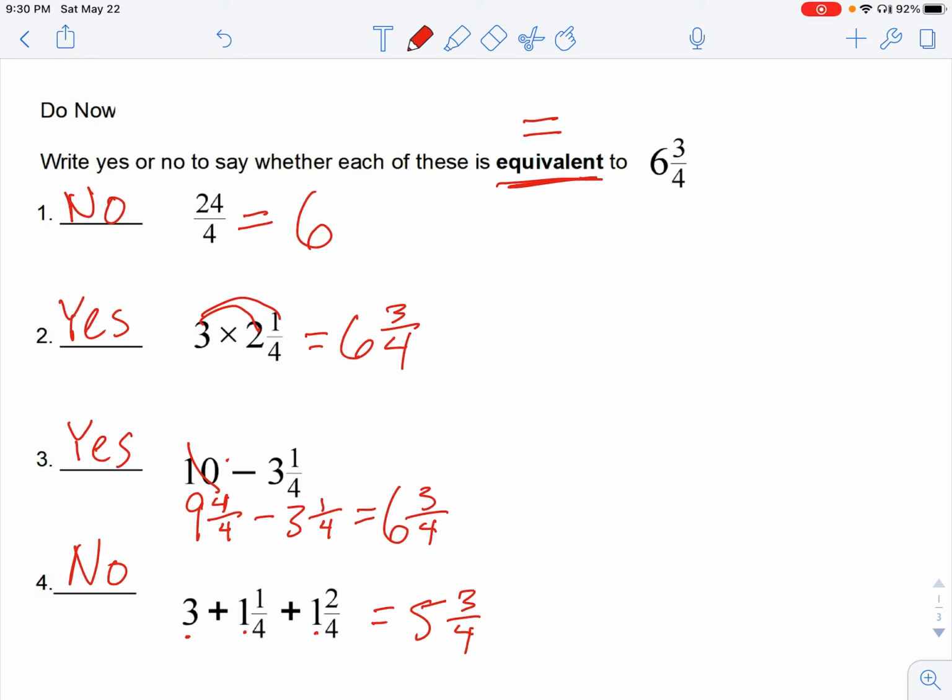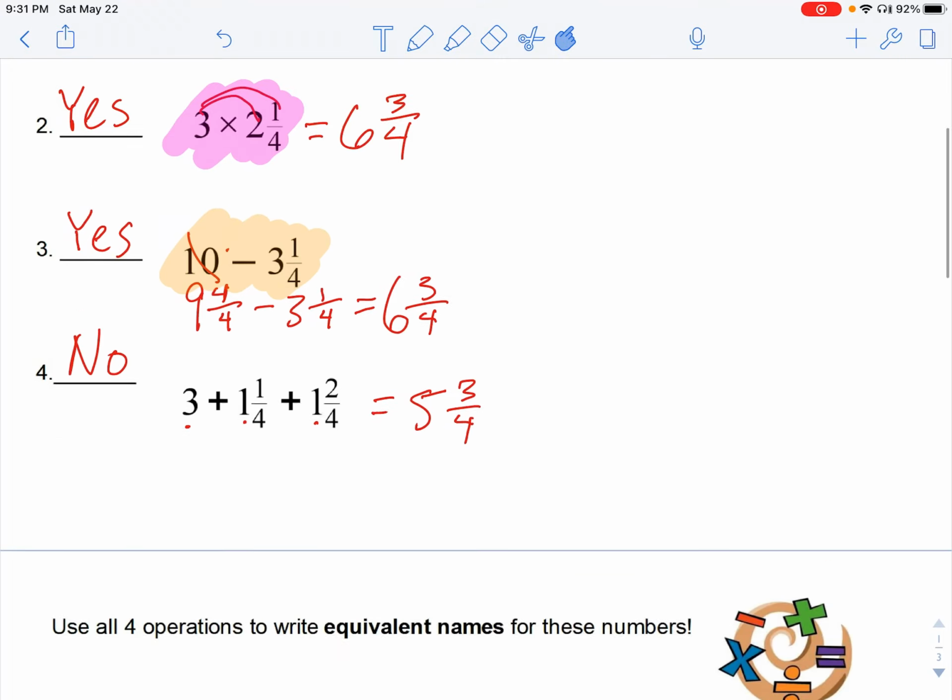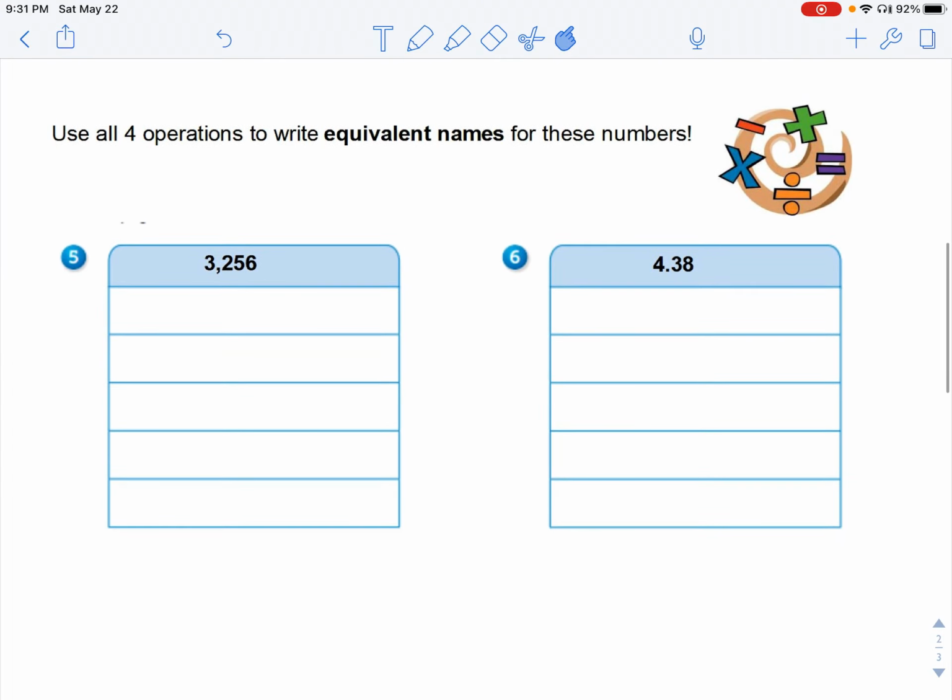What this exercise shows you is that a number, or mixed number in this case, like 6 3/4, can be written many different ways, right? It could have been written as 3 times 2 and 1/4, or it could have been written as 10 minus 3 and 1/4. And today you're going to get to be creative and come up with different names for different numbers. So here's your challenge. I want you to use all 4 operations to write equivalent names for these numbers. And I'm going to show you a couple. There's infinite number of possible answers, but I'll show you what I was thinking.